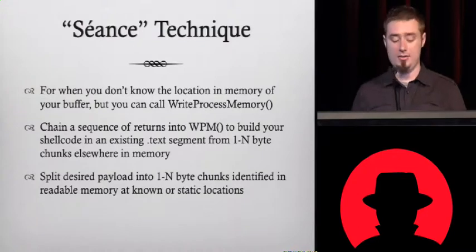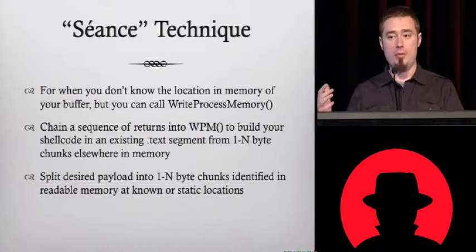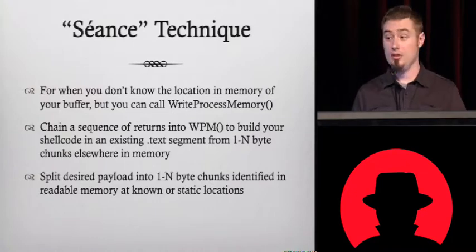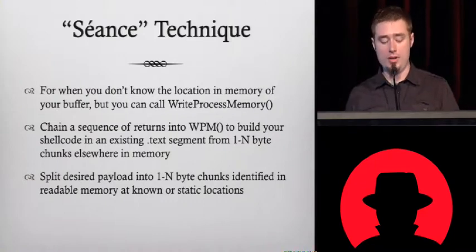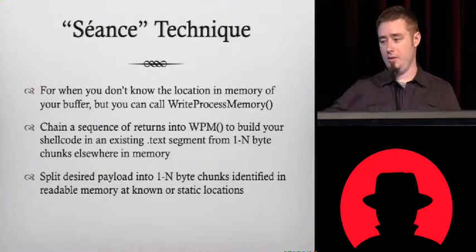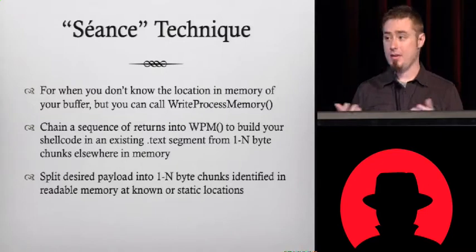He called it the seance technique. If you don't know the location in memory of your shellcode buffer, which is also common, because that's why we had to do the get ESP to find where we were, you need to do something else. But you do know where WriteProcessMemory is, because kernel32 is at a fixed location on a non-ASLR system. What you can do is chain a sequence of returns to WriteProcessMemory to build your shellcode in an existing text segment. So you can find some space at the end of kernel32, for instance, and then find a couple bytes from here, a couple bytes from there, 3 bytes from there, and just keep using WriteProcessMemory to copy them there and go blip, blip, blip, blip, blip, and build your entire payload that way. And that's kind of cool.